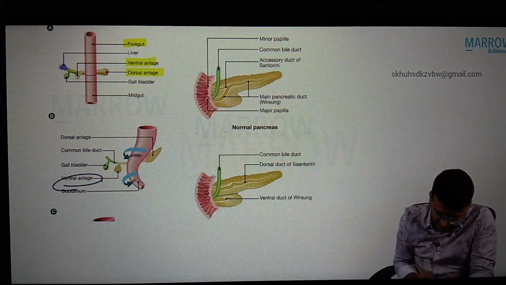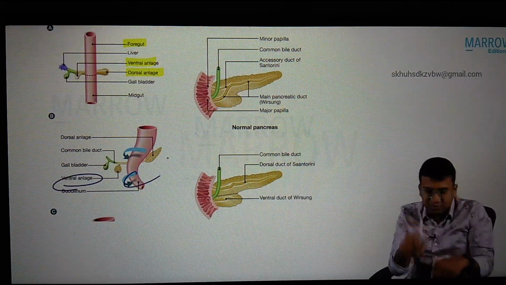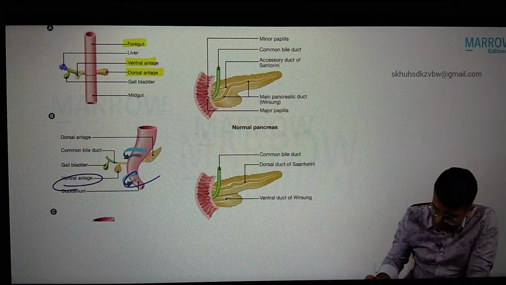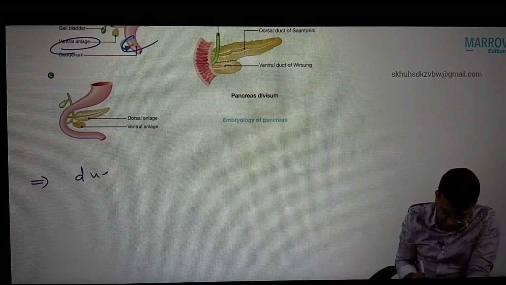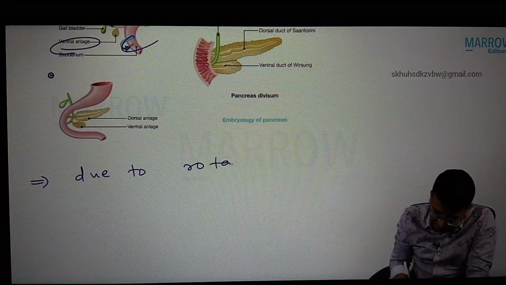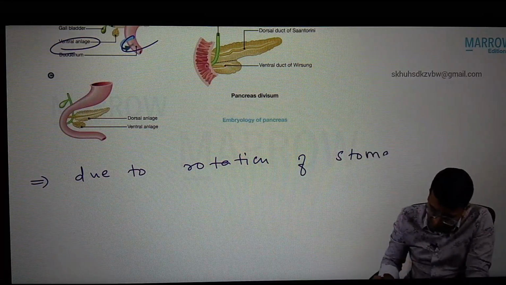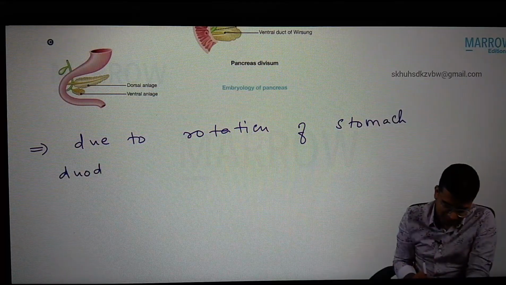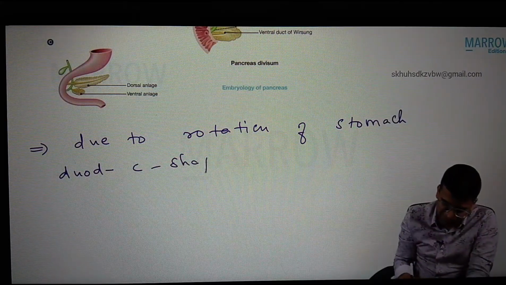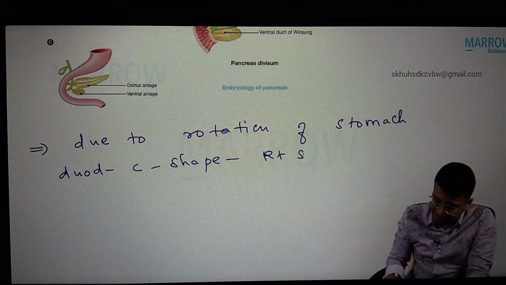See the direction here? The ventral bud is rotating and it lies below the dorsal bud. So, please write. Due to rotation of stomach, duodenum becomes C shape and comes to right side.